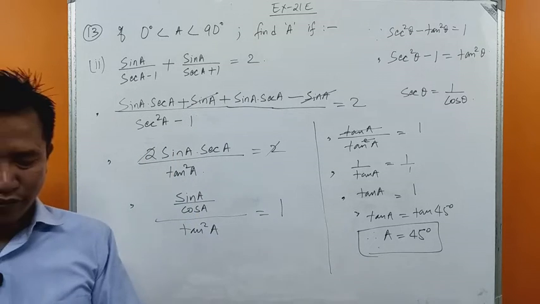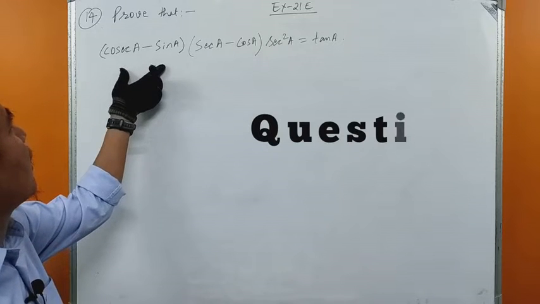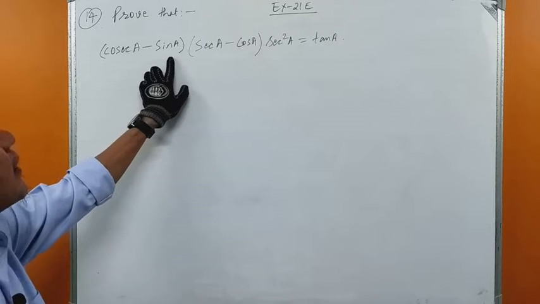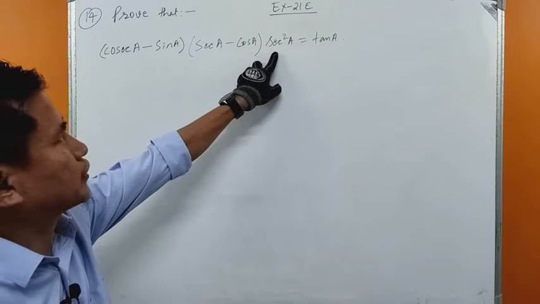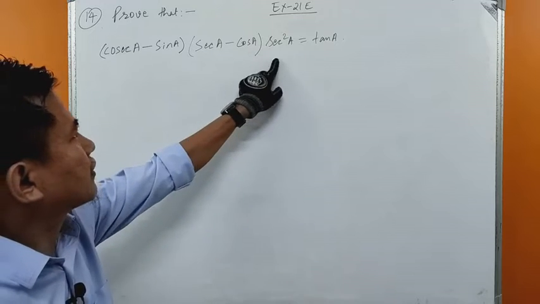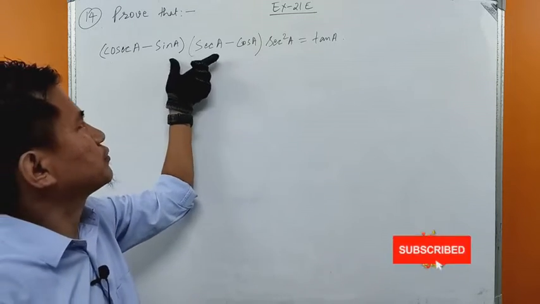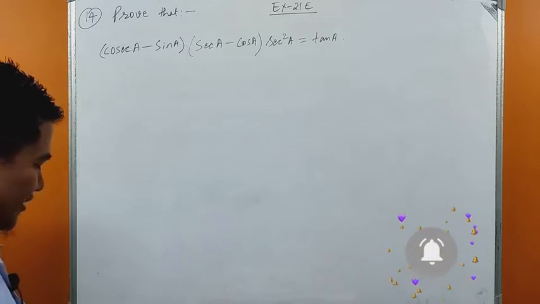Now let's do question number 14. We are asked to prove this equation. In the left hand side we have (cosec a minus sin a) into (sec a minus cos a) into sec square a. Using this left hand side we are asked to prove this equals tan a in the right hand side. Okay, so let's do this.